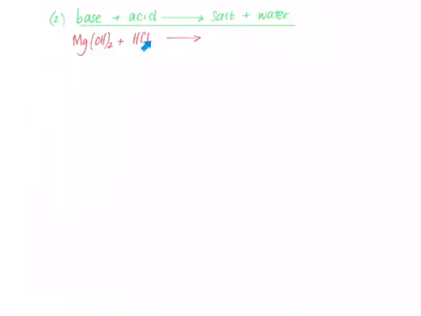Base plus acid gives us salt plus water. So the base we're going to pick is magnesium hydroxide, and the acid we're going to use is hydrochloric acid. I remember that hydrochloric acid always makes chloride salts. So if this was potassium hydroxide, it would be potassium chloride. If this was sodium hydroxide, it would make sodium chloride. But we're using magnesium, so the thing we're going to get is magnesium chloride. And the formula of magnesium chloride is MgCl2.